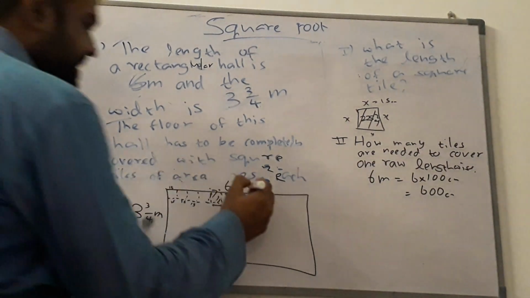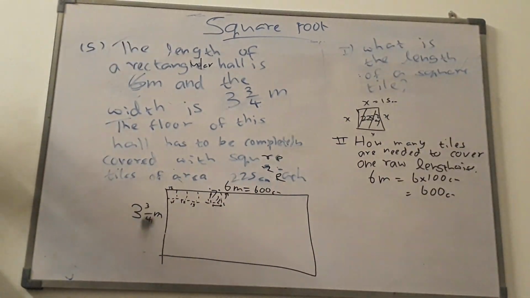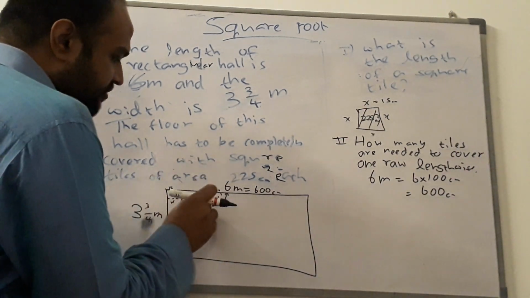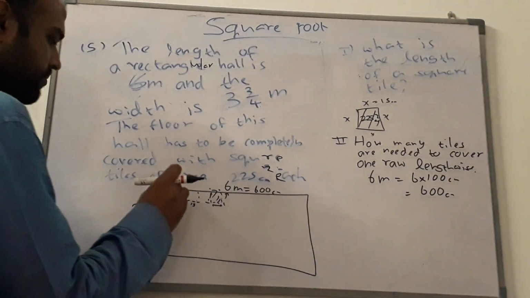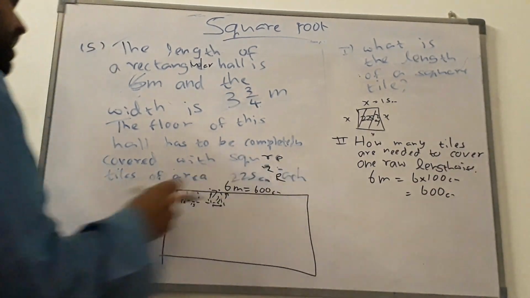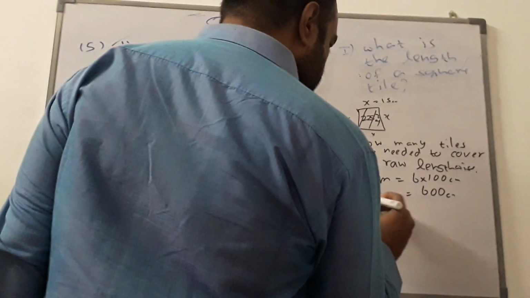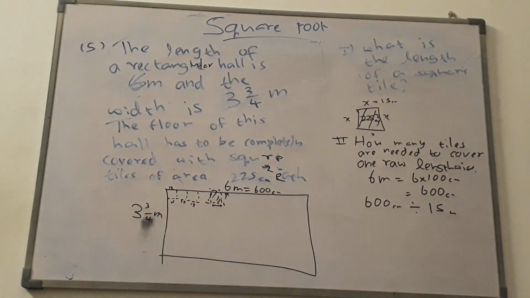Now the length is 600 centimeters and the length of a small tile is 15 centimeters. So we have to find how many 15s are there in 600 centimeters. Likewise, to find how many tiles there are, we have to divide 600 centimeters by 15 centimeters. So we have to divide 600 by 15.